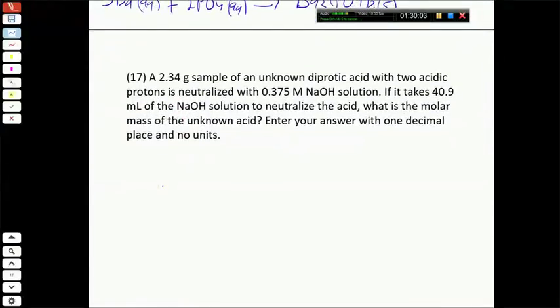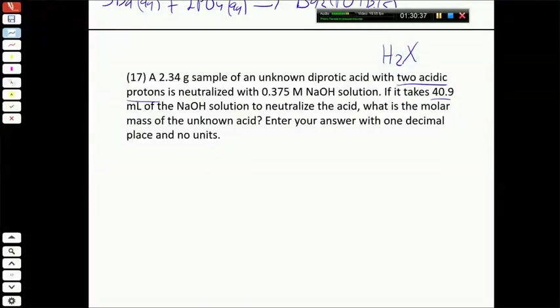So in this one we have an acid-base problem. We're taking a 2.34 gram sample of an unknown diprotic acid, which means it has 2 acidic protons, and we're neutralizing it with a 0.375 molar NaOH solution. It takes 40.9 milliliters of the solution to neutralize it, so we want to know what is the molar mass of the unknown acid. Okay? So because this is an unknown diprotic acid with 2 protons, I'll write the abbreviation as H2X. 2 acidic protons, just to keep that straight.